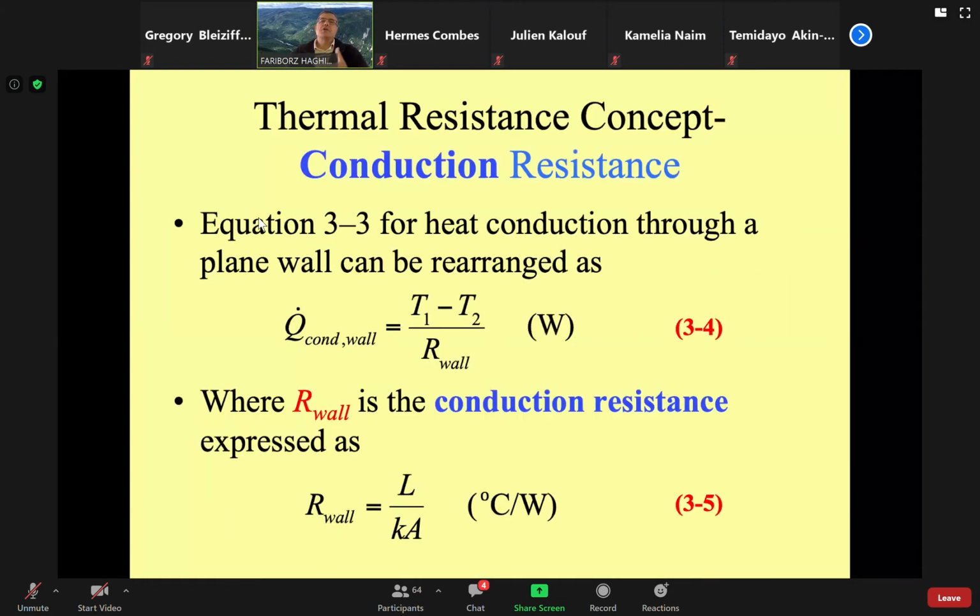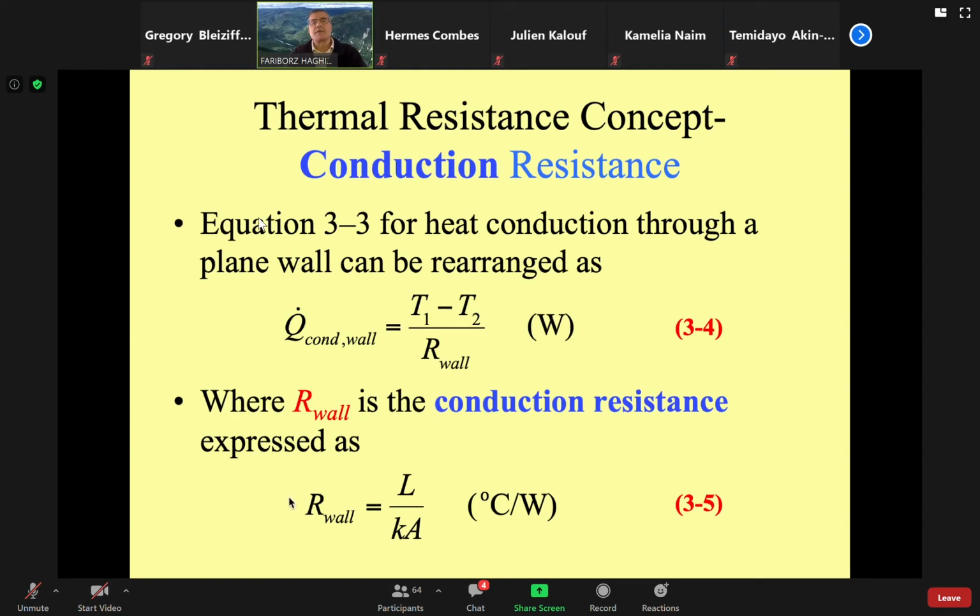And then we tried to come up with an analogy. We used exactly what we did in electrical engineering, that yes, we have a voltage difference and there's a resistance. The current passing through the resistance is proportional to the voltage difference. Now in this case, we have heat transfer passing through a wall, and the potential difference here is T1 minus T2. And therefore, by equating this equation with what we had before, we found that this is the thermal resistance in the case of the wall.